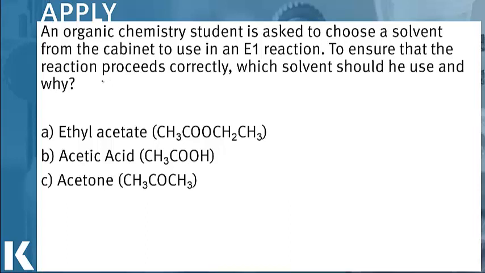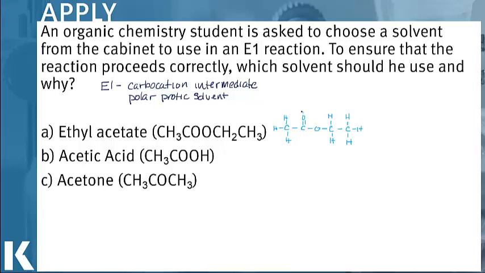So the first thing I need to do is think about what happens in an E1 reaction. I know that an E1 reaction is going to proceed through a carbocation intermediate. And I know that that carbocation intermediate is going to need a polar protic solvent to help stabilize that intermediate. So I look at each of these solvents individually to determine which one is the polar protic solvent. The first solvent in the cabinet is ethyl acetate.